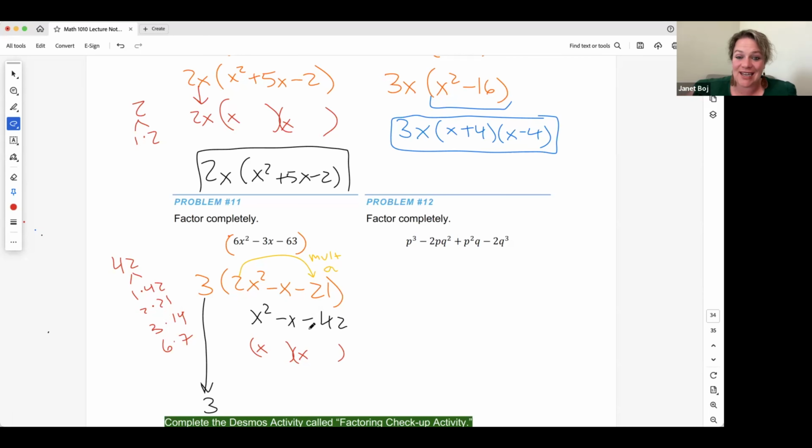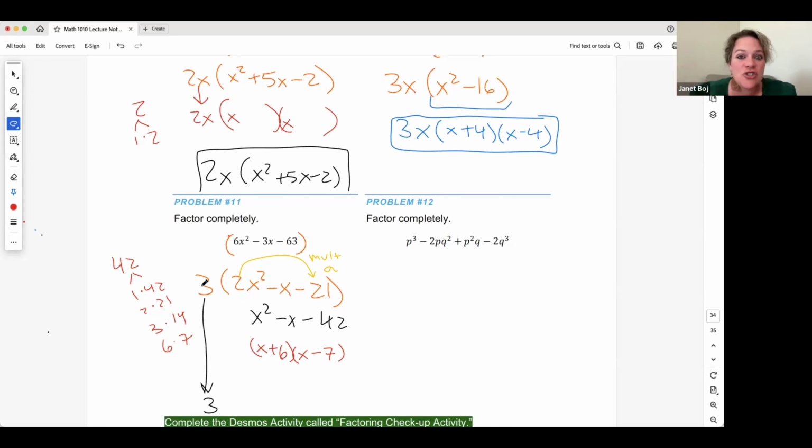Notice the sign is negative. How do you multiply to get a negative? One of each. So I need one positive and one negative. And I need a negative, so the bigger number will be negative. So 6 times negative 7 is negative 42, and 6 plus negative 7 is negative 1. So check, I'm good. But don't forget, we're doing the circle it up method.